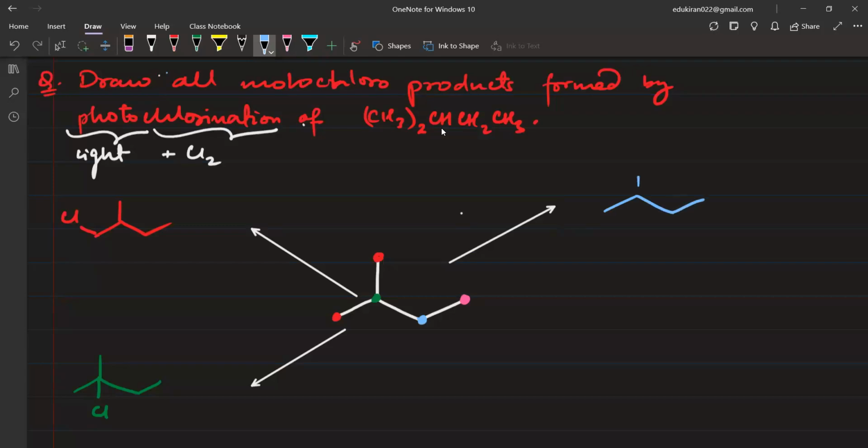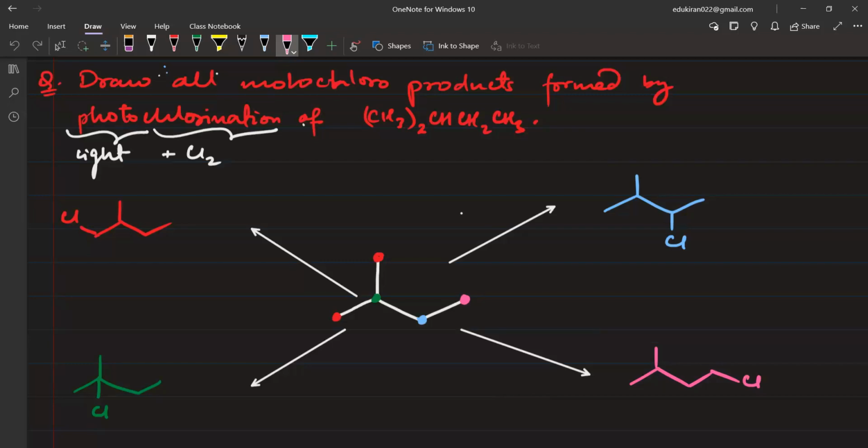Everything same. We'll attach a chlorine in the blue carbon. And for the last one, for the pink one, everything as it is, just add chlorine on the pink carbon. So these are the 4 products that we can form.